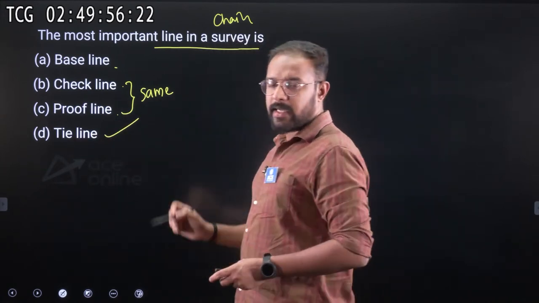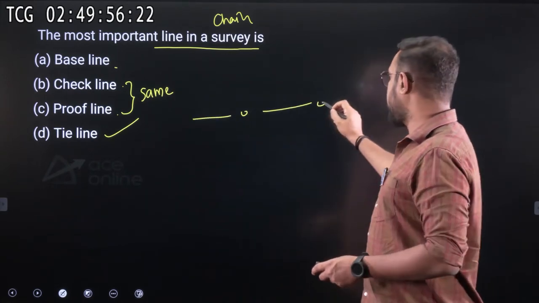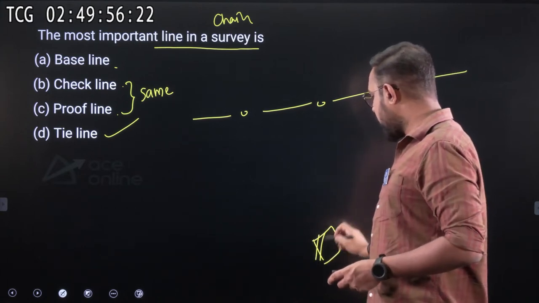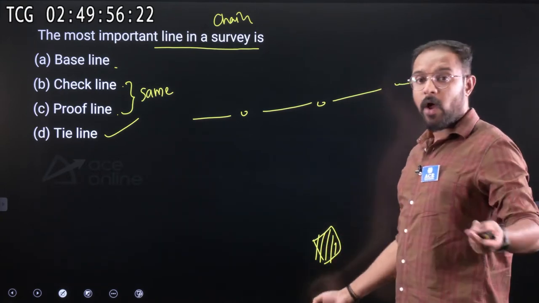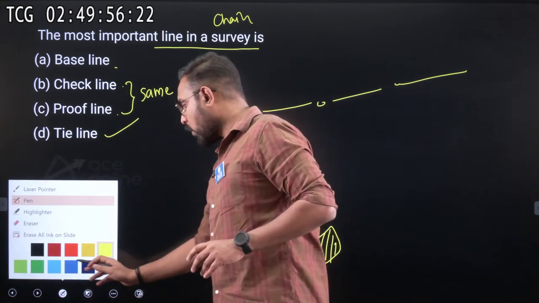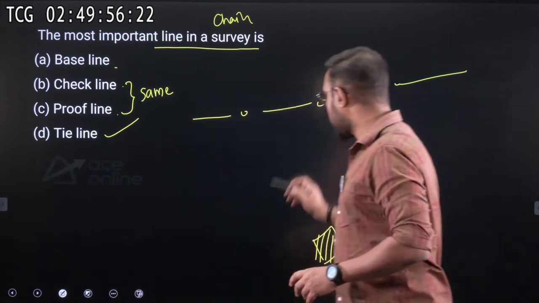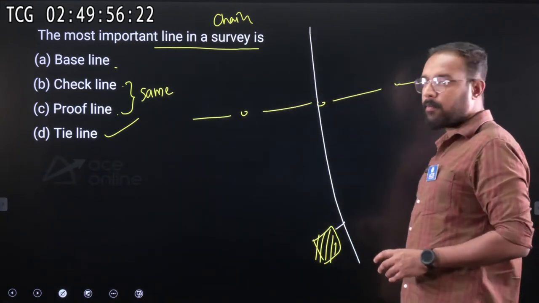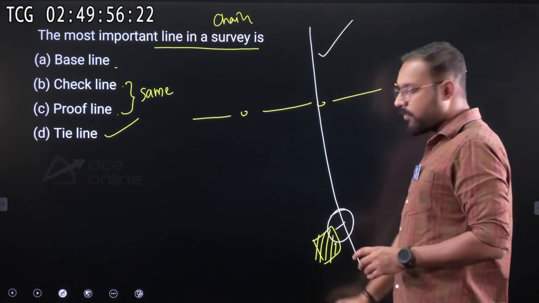What is tie line? Tie line is run closer to detail. Imagine I'm having my chain line going like this. Very far away from the chain line, there is one detail here. To plot this detail, if I want to put the offset, it will be a long offset. But I don't want any long offsets. So, to avoid this condition, what will I do? I will take a survey line very close to this particular detail to be plotted. And from here, I will start putting offsets. So, this line helps me reduce the length of the offset.